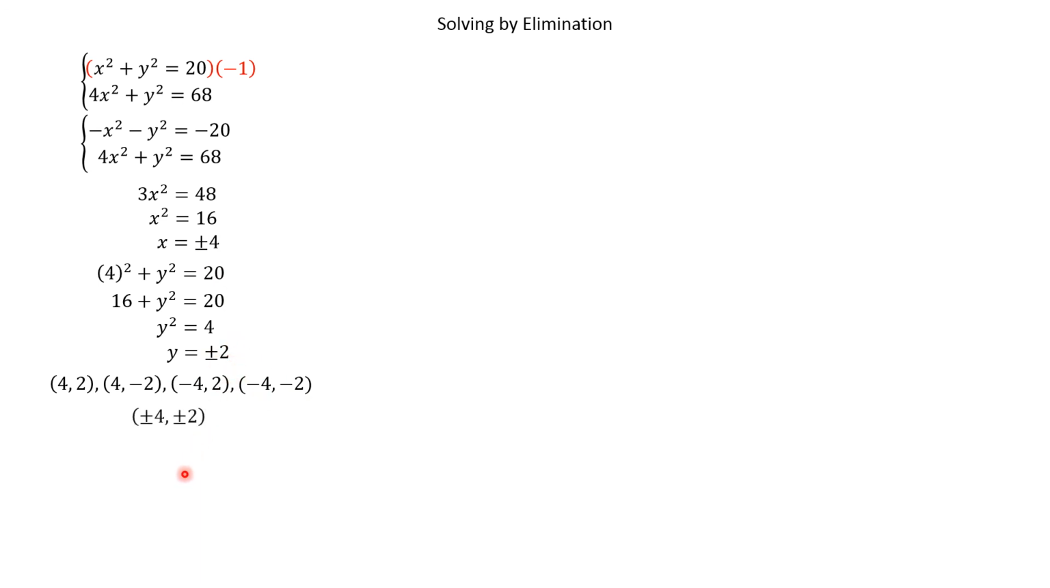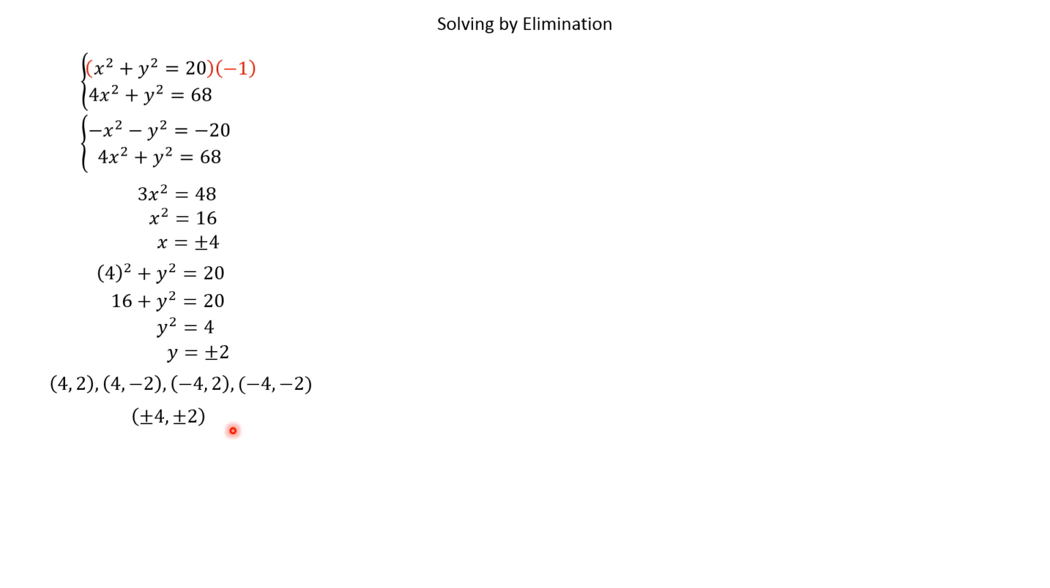And yes, you can write this as plus or minus 4 comma plus or minus 2, knowing that that gives you 4 answers. What people do is they get these two middle ones where there's only 2 solutions, 4, negative 2, and negative 4, 2, and they try and write that as plus or minus 4, plus or minus 2, and that does not work. If you had just these two middle ones, you'd actually have to write them out separately.